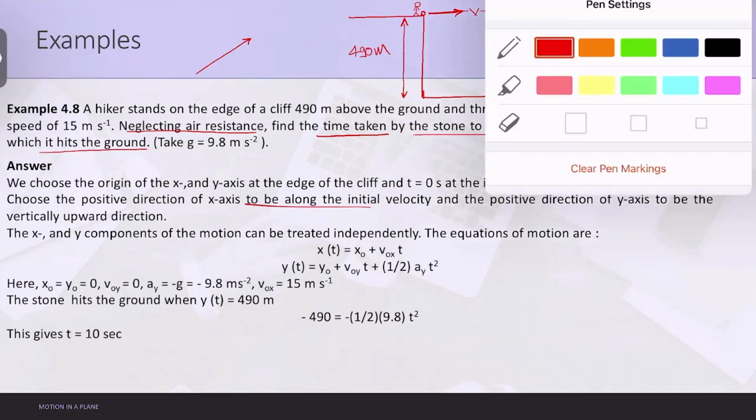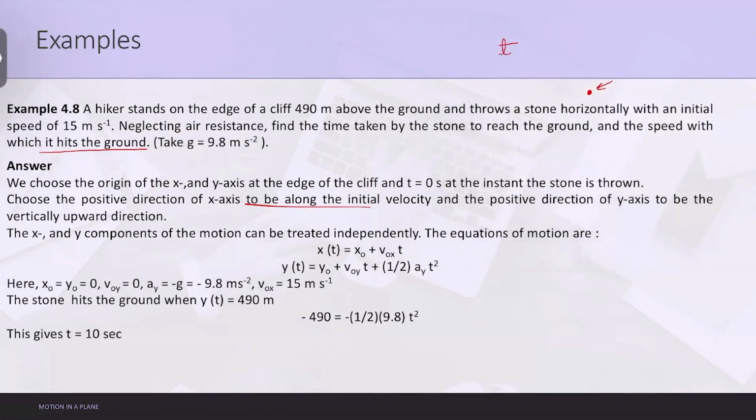Let us derive this using the concepts of projectile motion. We can refer to this question, only this time the velocity is in the x direction with inclination 0. We choose the origin of x and y axes at the edge of the cliff at t equal to 0 seconds, the instant the stone is thrown. So let us take the origin at this location, and we are throwing it somewhere like this. Now choose the positive direction of the x-axis along the initial velocity and the positive direction of the y-axis vertically upward. Then x and y components of the motion can be treated independently.